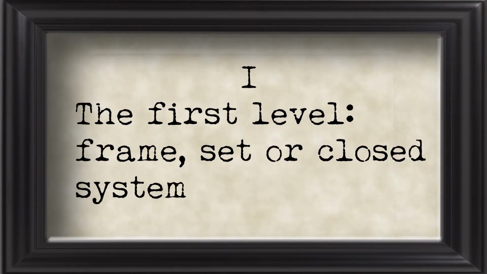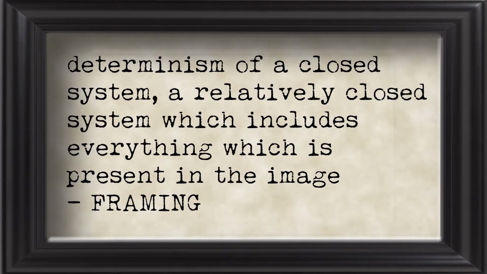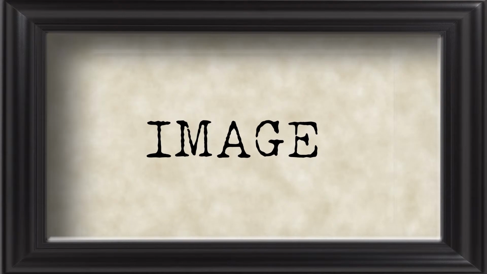We will start with very simple definitions, even though they may have to be corrected later. We will call the determinate term of a closed system, a relatively closed system which includes everything which is present in the image, sets, characters and props, framing. The frame therefore forms a set which has a great number of parts, that is of elements, which themselves form subsets. It can be broken down.